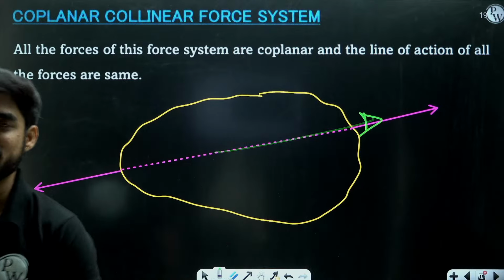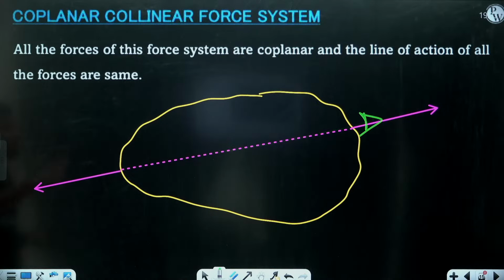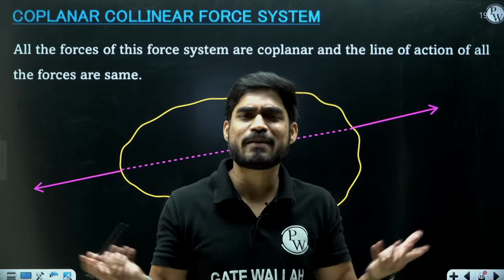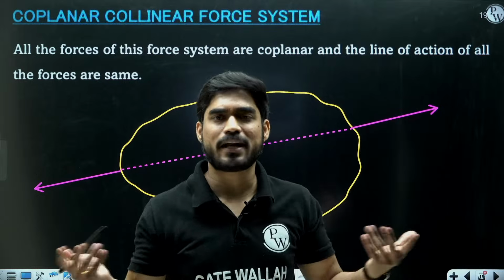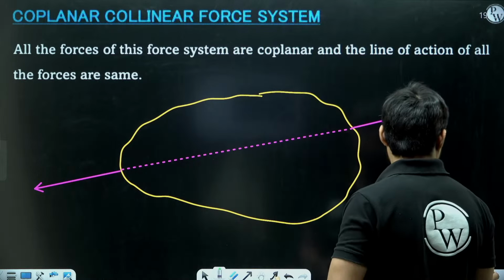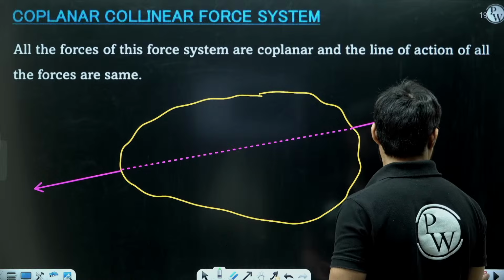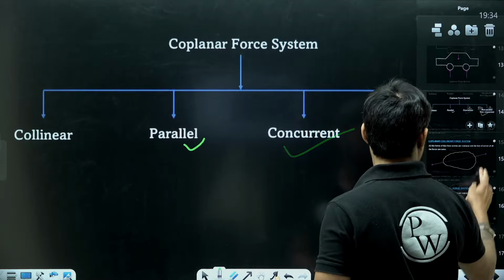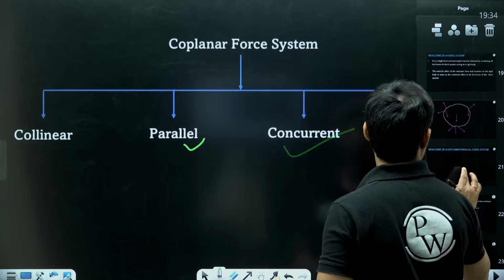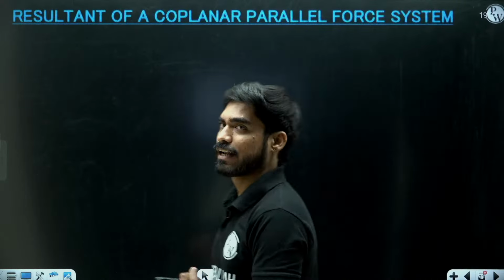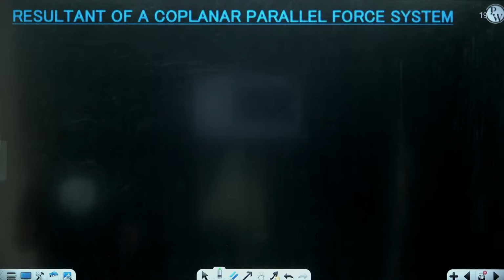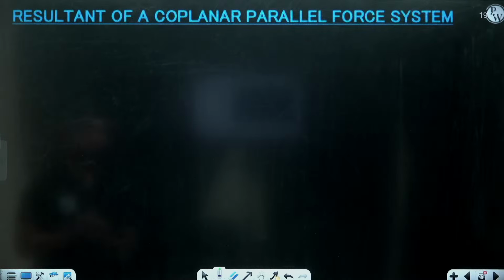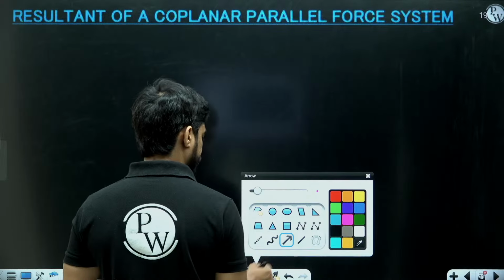Very good. So in this case, do I have to explain how to calculate the resultant? Both forces are acting in the same direction, so you can do algebraic or scalar addition or subtraction. Now we will move on to finding the resultant of the other three systems: parallel, concurrent, and non-parallel non-concurrent. First we will find the resultant of a coplanar parallel force system. Now understand how we are going to do it.